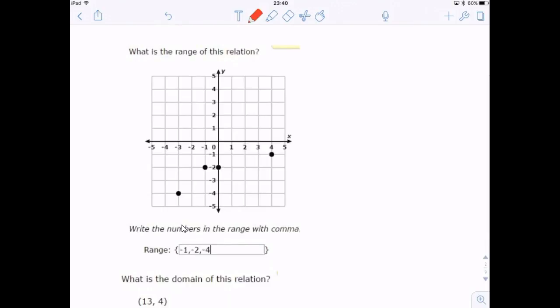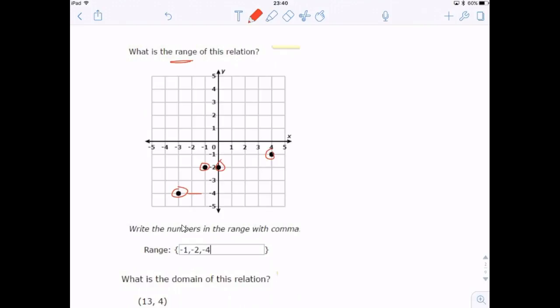We're going to talk more specifically about domain and range. Remember, domain is all the possible valid x's, and the range is all the possible valid y's. So here it says, what is the range of this relation? So we're going to look at the dots of the points that are mapped here, and we're going to look at the y coordinate of these points.